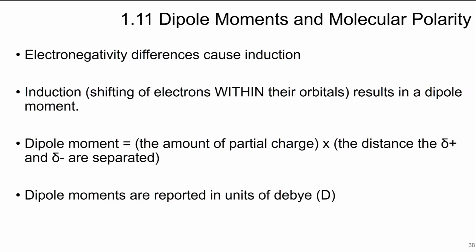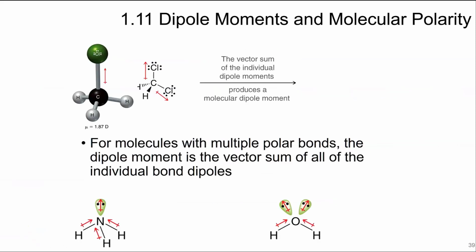So for dipole moments, electronegativity causes an induction. Induction is the shifting of electrons within the orbitals, which results in a dipole moment. And a dipole moment is the amount of charge times the distance that the partial positive and partial negative are separated. You don't have to worry about calculating dipole moments or reporting them in debyes, but just so you know what the units are. So a dipole moment, again, if we remember using those arrows, that just shows the direction of electron density.